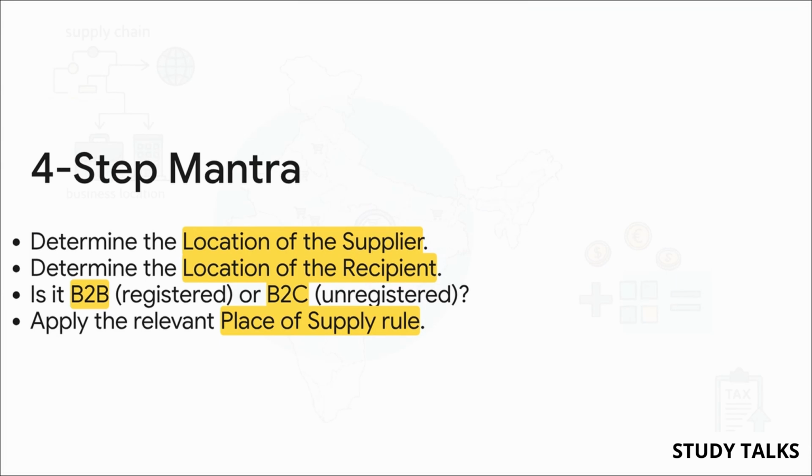Seriously, just burn these 4 questions into your brain for any place of supply problem. Just ask yourself, 1. What's the supplier's location? Use the hierarchy. 2. What's the recipient's location? Use the hierarchy. 3. Is the recipient registered or unregistered, B2B or B2C? And 4. Then apply the rule. This step-by-step process is your shield against confusion.